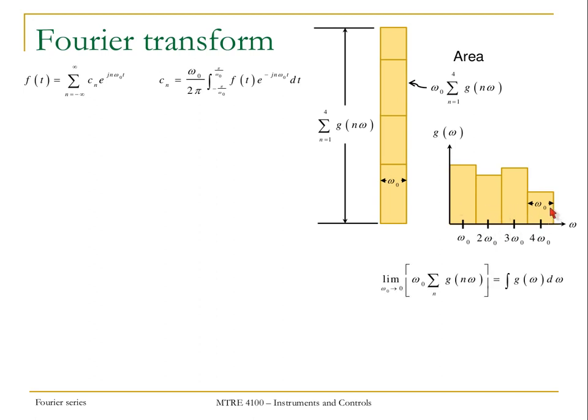If omega naught becomes very small, so these rectangles become quite skinny, in fact, as omega naught approaches 0, this summation would be equal to the integral of g of omega times d omega. So we're going to look at the Fourier series, and this c n times exponential j n omega naught t is our function g of omega. So we want to apply this relationship to the Fourier series. So we now have an integral instead of this infinite sum.